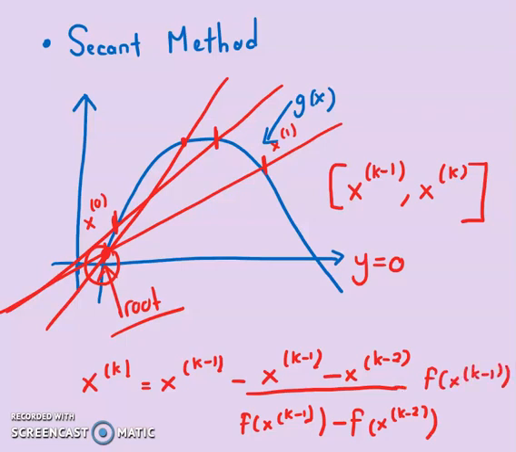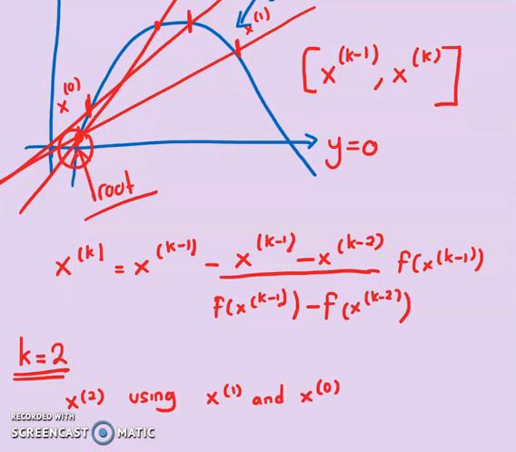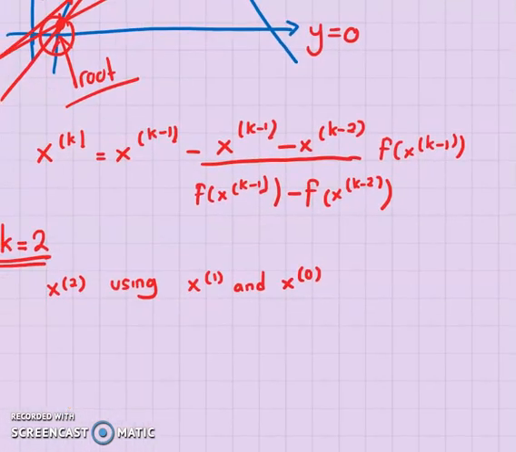If you look at the secant equation, obviously you need 2 points, k minus 1 and k minus 2. So in this case, you must start k with 2. You're finding x2 using x1 and x0. Once you find x2, you will find x3, x4, x5 until you find the root.